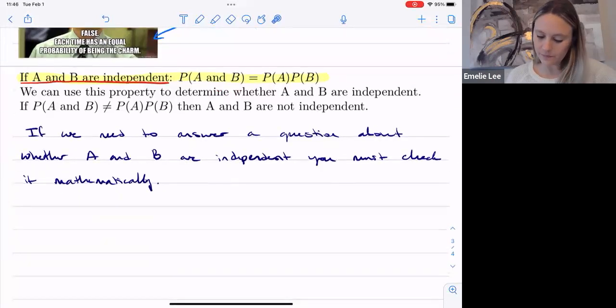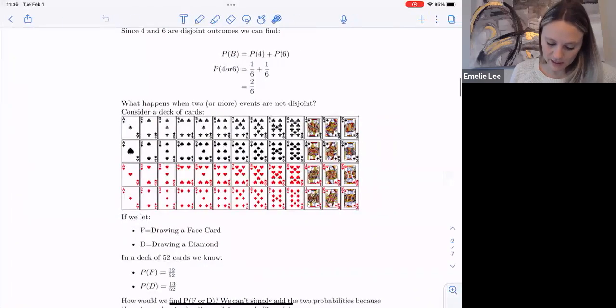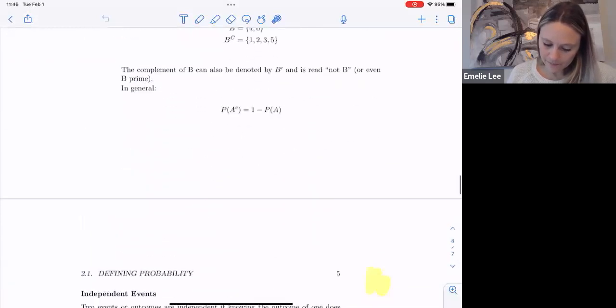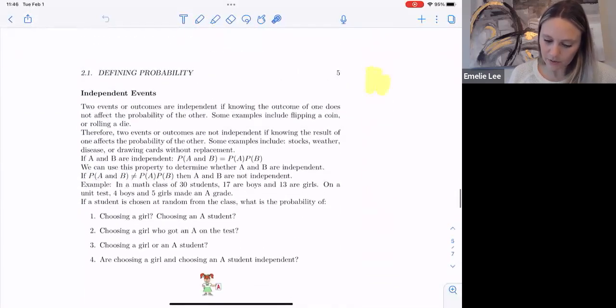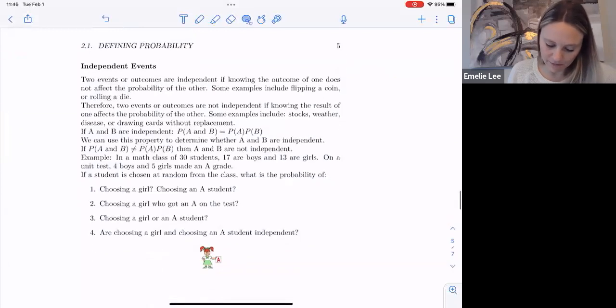Okay, let's see here. I think I've got an example. Oh, and I talked about expected values too, but I'll leave that for last day.